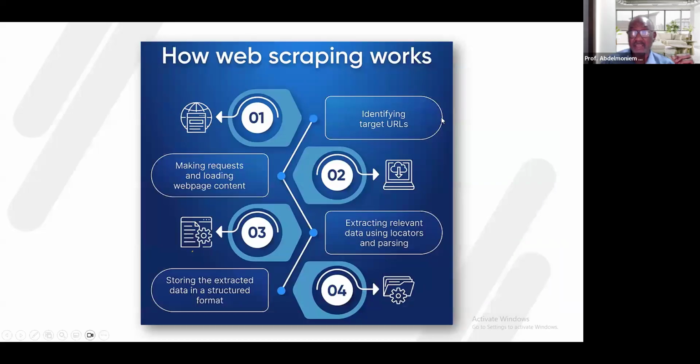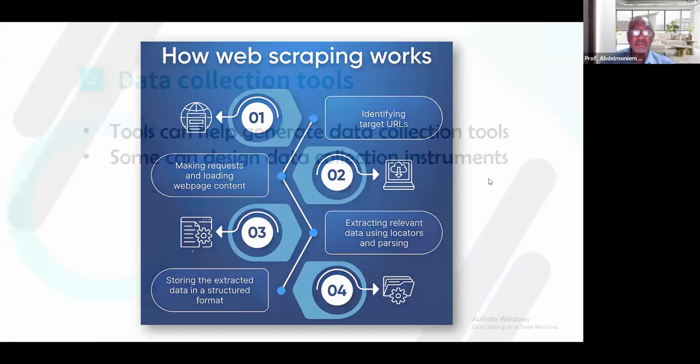So it works like this. You identify your target URLs. You first do some browsing, and then you identify where you want to collect the data from. Then you bring your questionnaire or the areas you want to collect data on, and you click it, and then it will go and extract the relevant data using locators and parsing, and then it will give you the extracted data in a structured format. So these are called web scrapers.